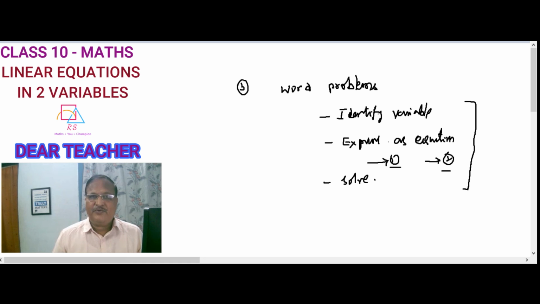For that you have to identify what variables are given in the problem, and then read it carefully 1, 2, 3, 4 times, and definitely there will be 2 conditions. So each condition you express in the form of an equation. So you will be getting 2 equations, and using those 2 equations you can go ahead. Okay, so this is how you have to attempt this question.